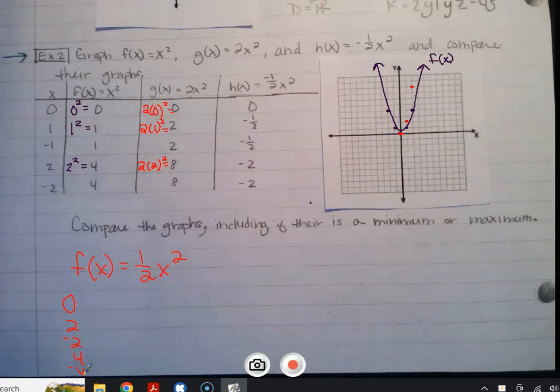Ethan. No, because we do the power first, right? So we have to do the square, and then we multiply. Good question.